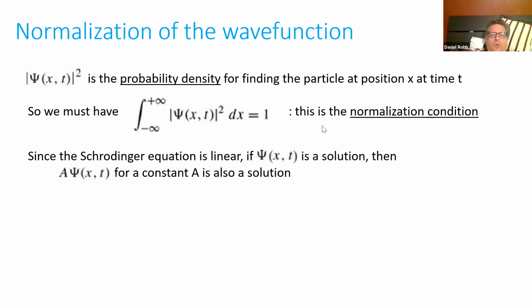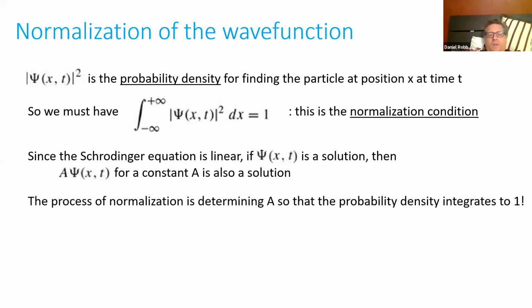Now, why is this important? Well, the Schrodinger equation is linear in psi. Psi only appears as psi, there's no psi squared or psi cubed. And that means that if psi is a solution, then any constant a times psi is also a solution. So we can scale the solution down using an a that's really small, or make it really big using an a that's really big, and it would still solve the Schrodinger equation.